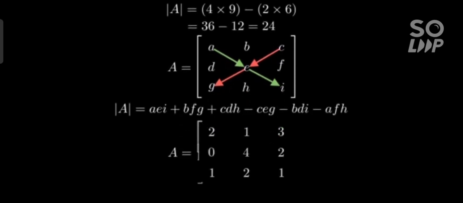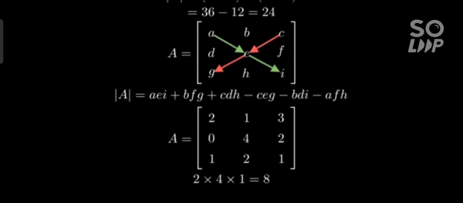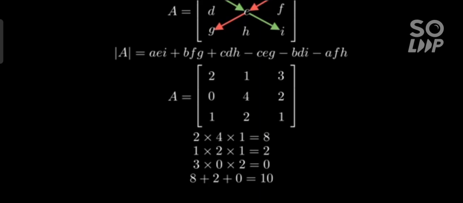Let's solve an example. Here's our 3 by 3 matrix. Let's find its determinant using Sarrus rule. First, let's calculate the positive terms. 2 times 4 times 1 equals 8. 1 times 2 times 1 equals 2. 3 times 0 times 2 equals 0. Adding these up, 8 plus 2 plus 0 equals 10.